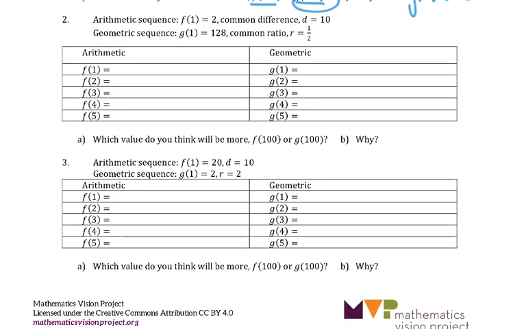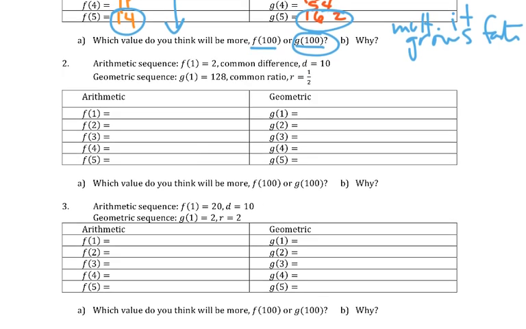Why? Well, when we multiply, it grows faster than addition. Alright, let's look at number 2. Arithmetic, f of 1 equals 2. This time we're adding 10. So 2 plus 10 would be 12, and 22, 32, 42, and so on.